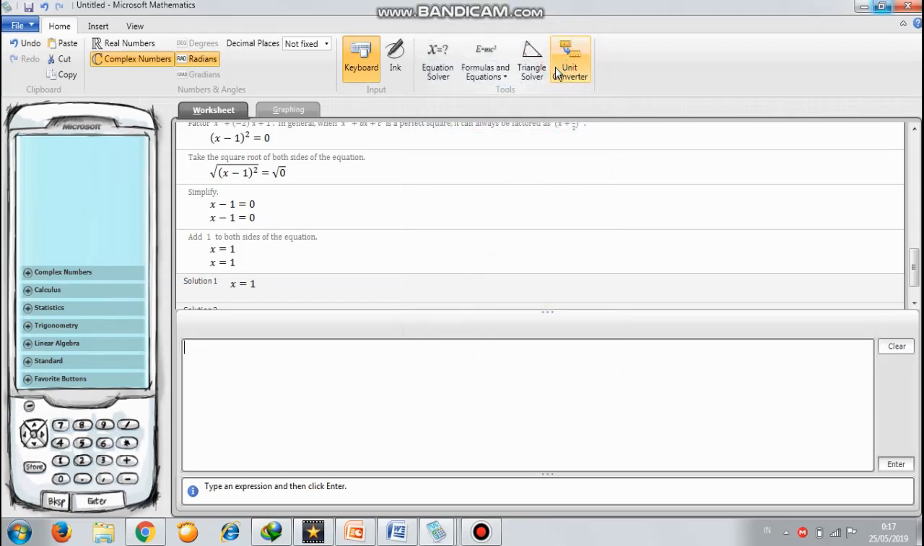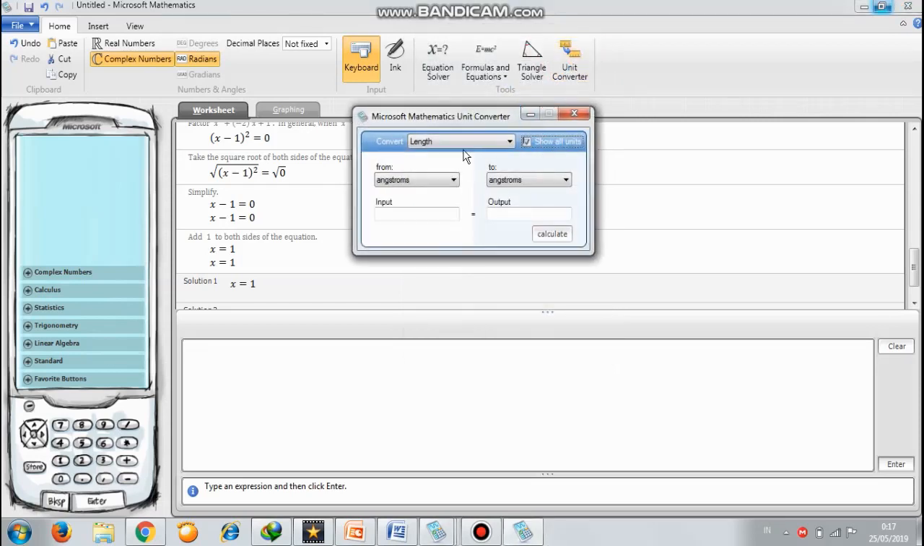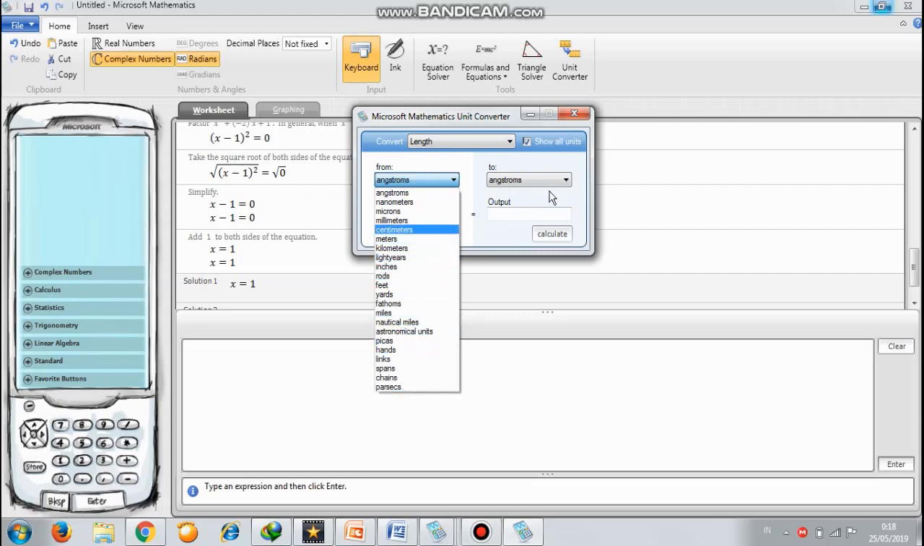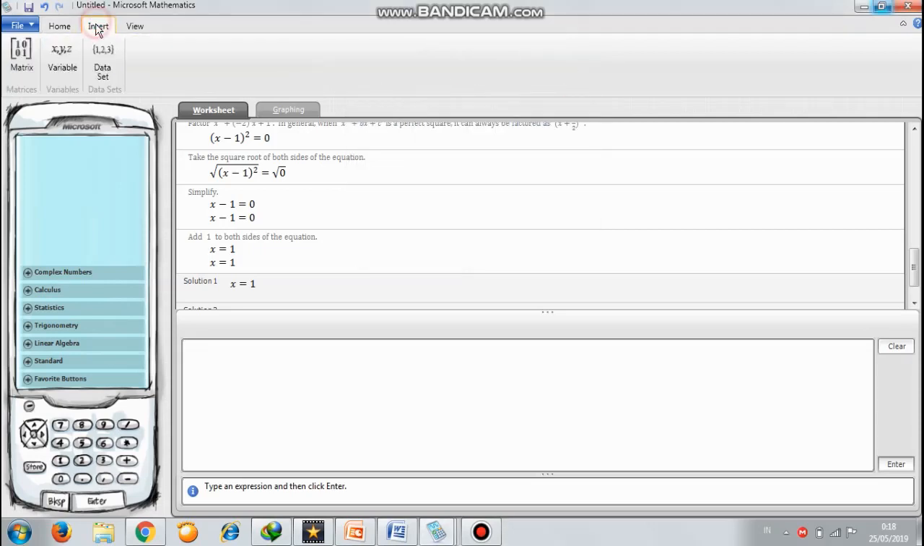And last is unit converter. We can convert length, area, volume, mass, temperature, pressure, weight or mass, energy, power, velocity, time and force. And if we click show all units, make a checklist, it will show unfamiliar units that we don't use every time, like angstrom and others.